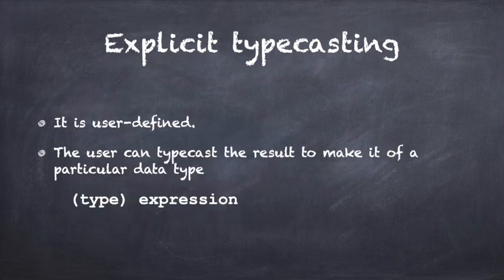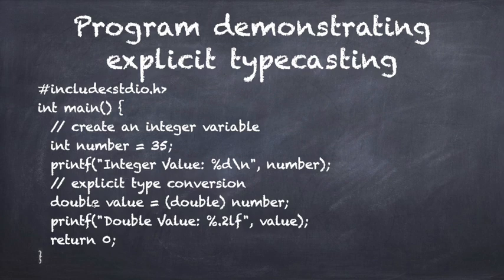When we talk about explicit typecasting, this is something more user defined, and here we can typecast a particular expression into a particular data type forcefully by using a syntax something like this. So type, then expression. Suppose we have got the number 35 and we want to typecast it into a value of double type. So we write double like this. It's only then that we can display it as a double value.